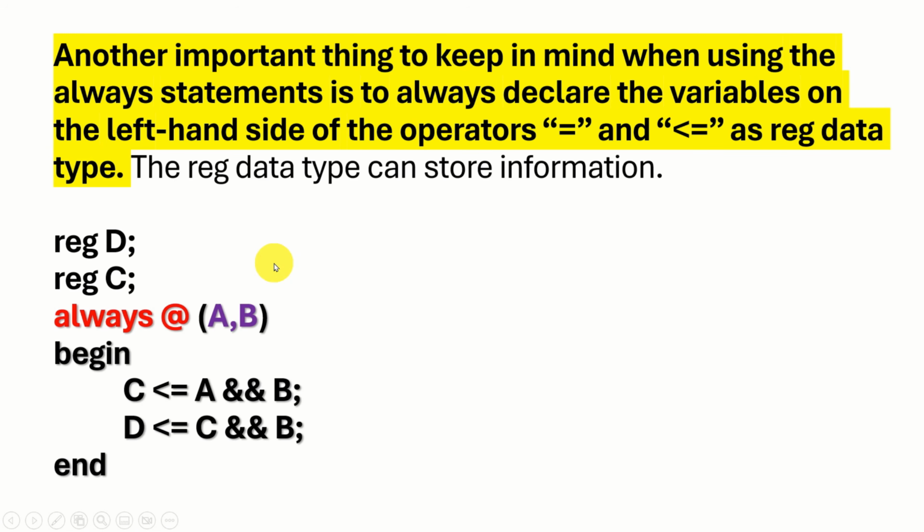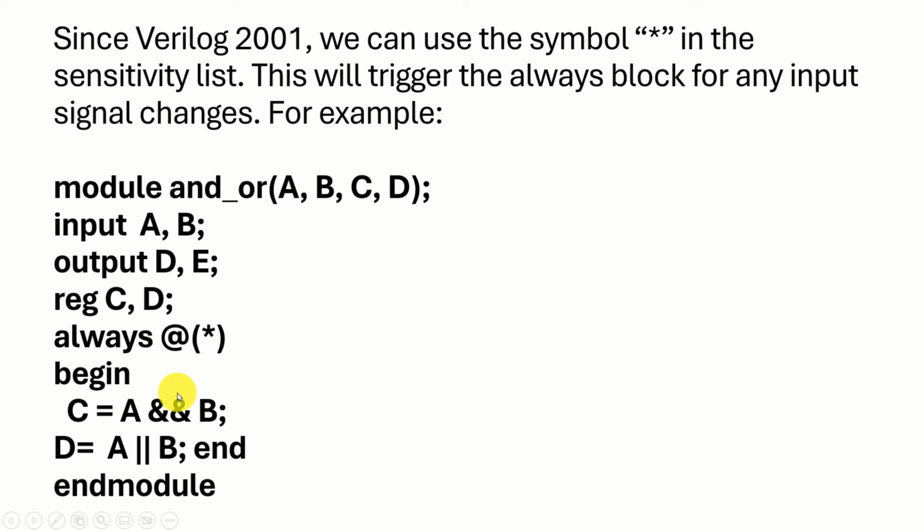Another important thing to keep in mind when using the always statements is to always declare the variables on the left-hand side of the equality operator and this non-blocking operator as reg data types. The reg data type can store information. Consequently, to make this example functional, you need to declare that both D and C are registers. That is, their data type is reg. This is very important, and this applies to both the equality and this non-blocking operator.